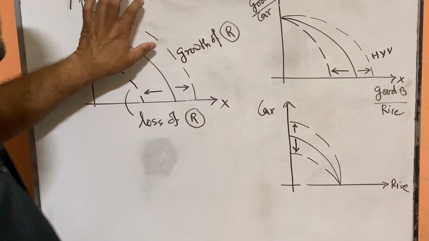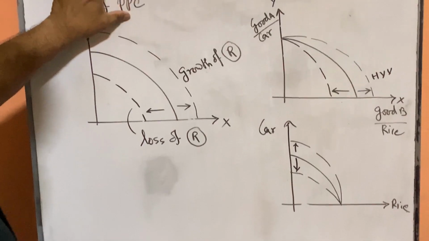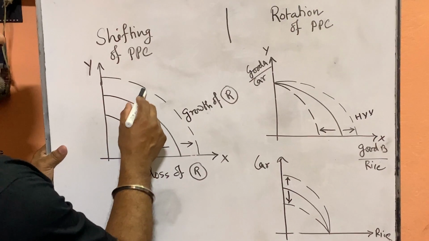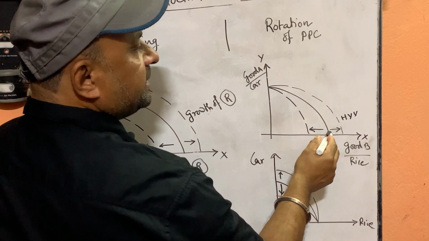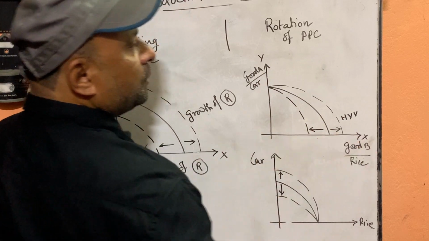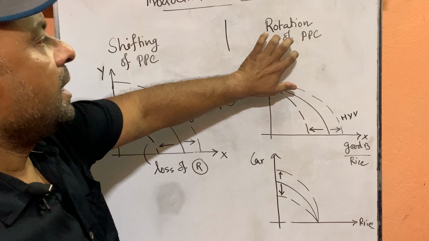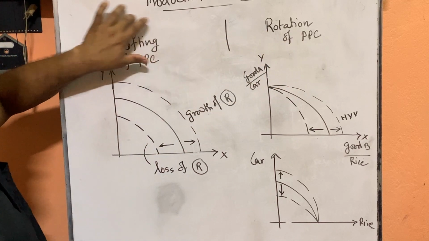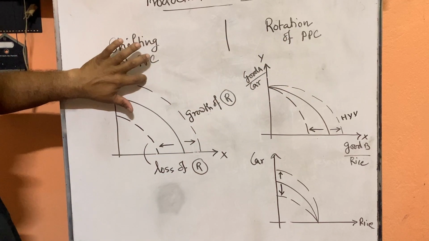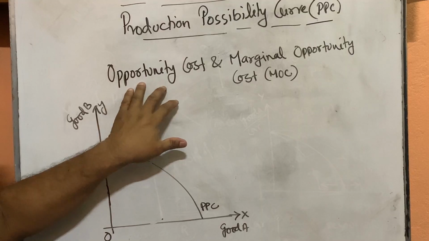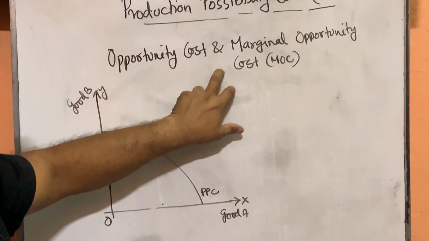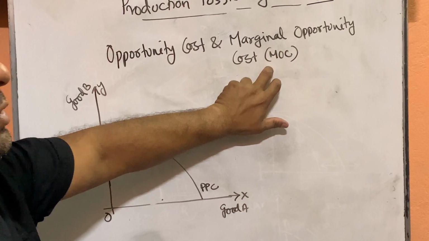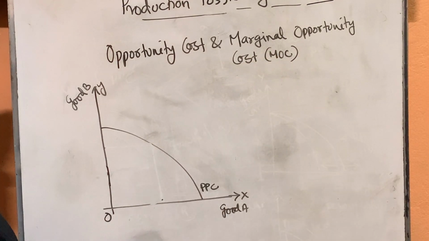So this is about shifting and rotation. Shifting occurs when there is change in resources. A rotation happens when there is change in the resources of one particular good, and when there is overall change in the resources, that time it is shifting of PPC. Next topic is opportunity cost and marginal opportunity cost. This is a very important topic, because from this marginal opportunity cost you may have numerical questions also.